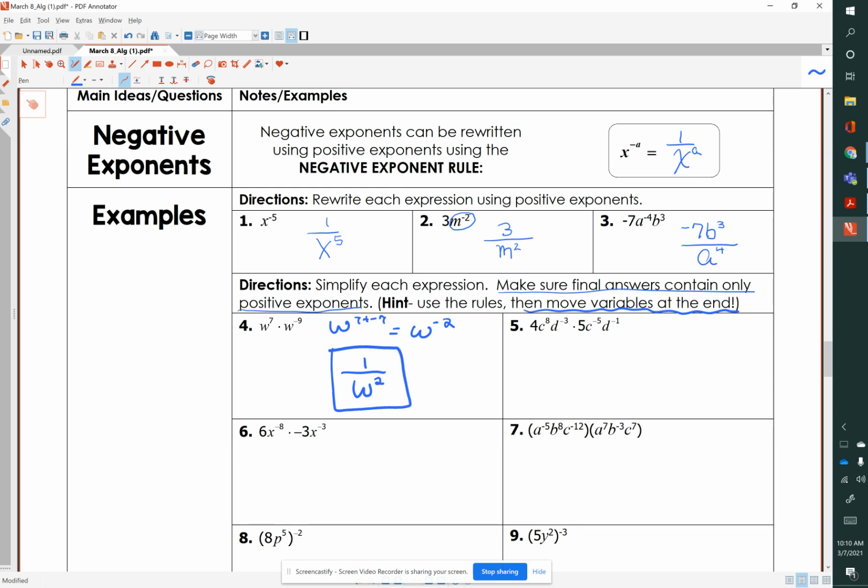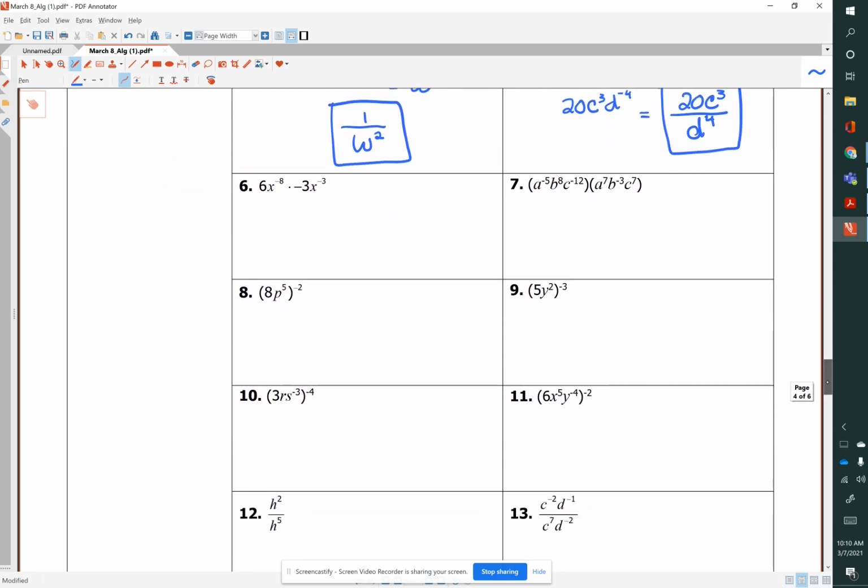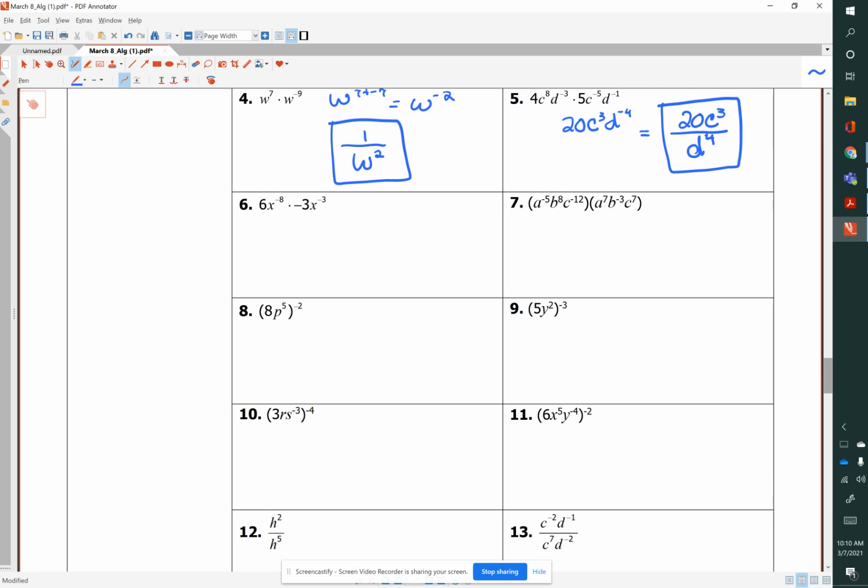Now, for number 5, 4c to the 8th, d to the negative 3rd, times 5c to the negative 5th, d to the negative 1st power. 4 times 5 is 20, and c to the 3rd power. When we multiply, we add exponents, and d to the negative 4th power. So we'll simplify that with 20c to the 3rd in the numerator and d to the 4th, now with a positive exponent in the denominator. So try the next few on your own, and then come back to the video and let's see how you do.